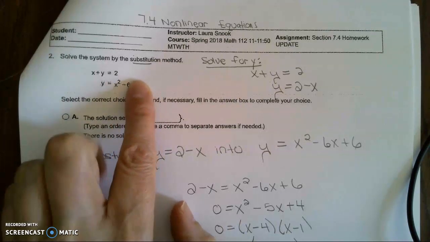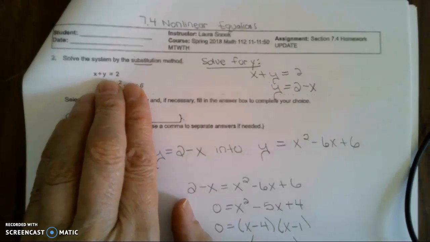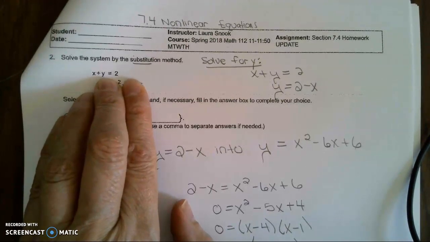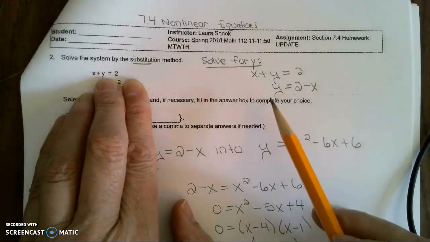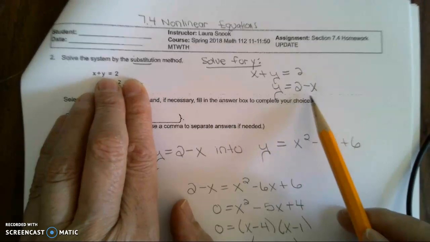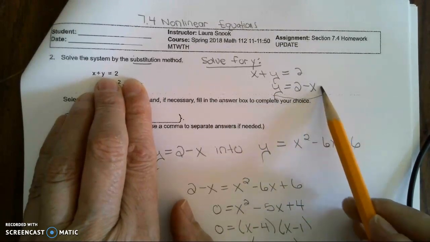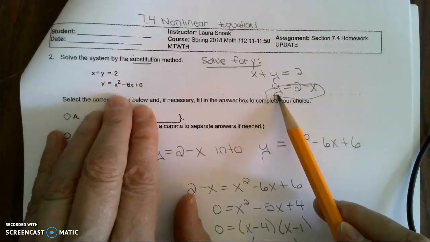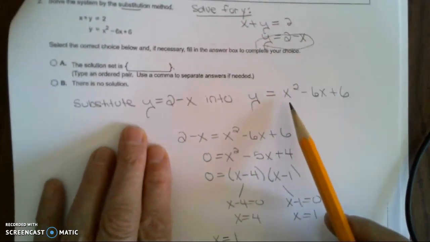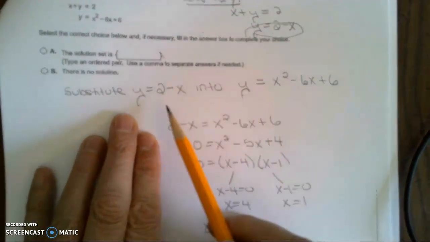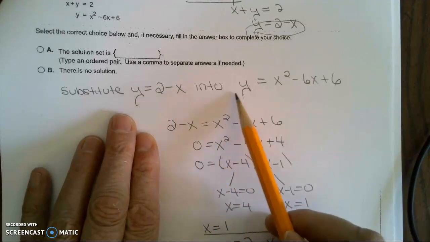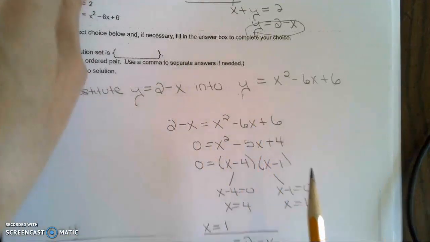To solve by the substitution method, what you want to do is take one of the equations and solve for one of the variables. So I took this first equation, and I decided to solve for y. You could also solve for x if you choose, but I decided to solve for y. So I subtracted x from each side. And then what I want to do is plug this in for y into the other equation. So that's what I put right here. So instead of y, over here, I put 2 minus x.